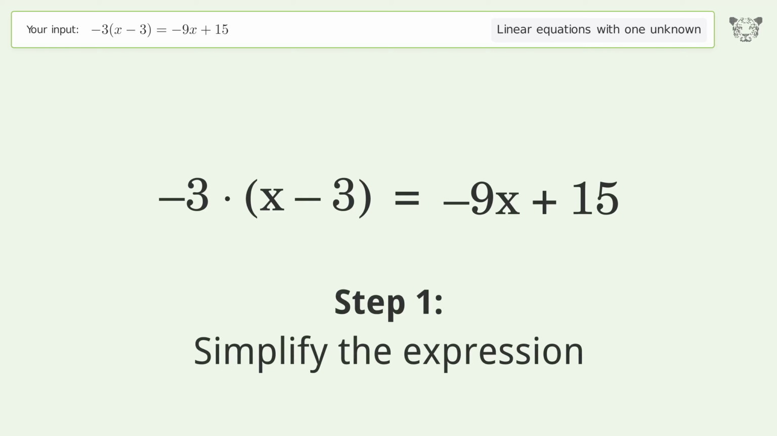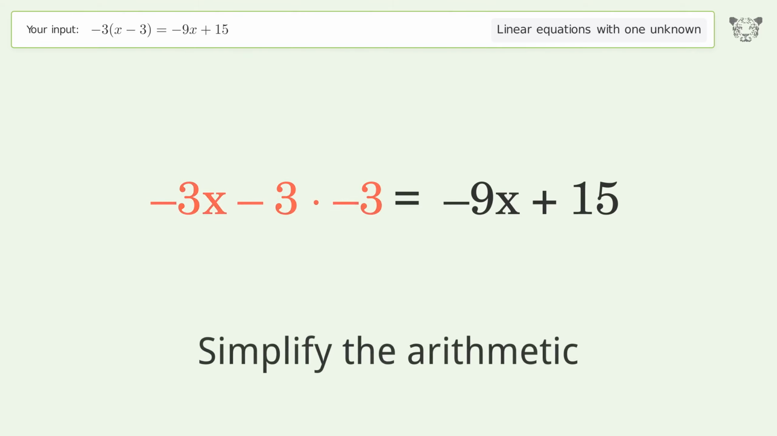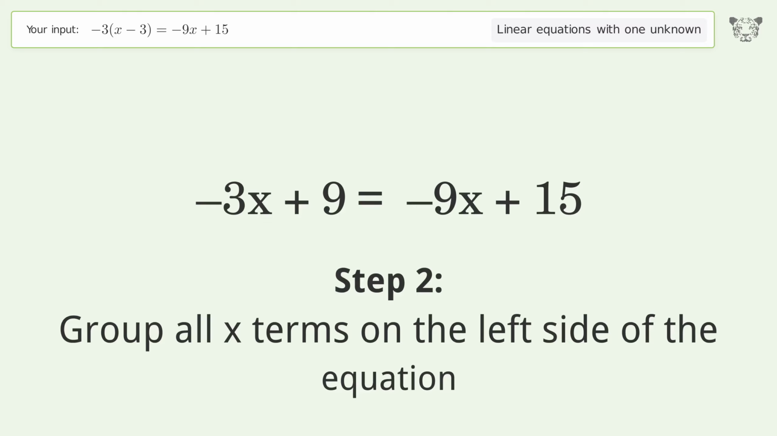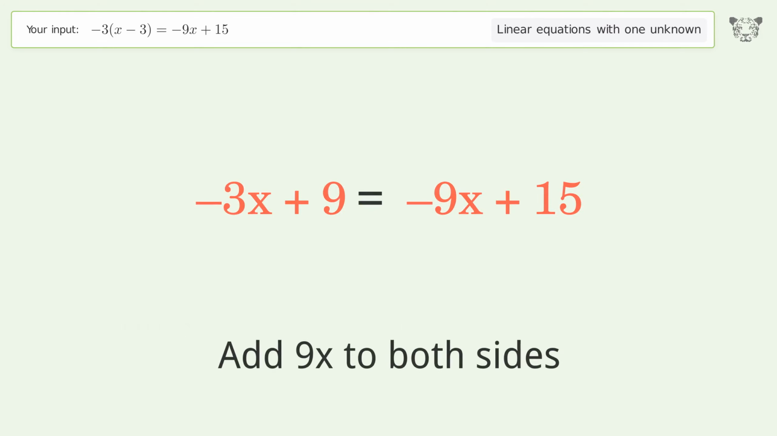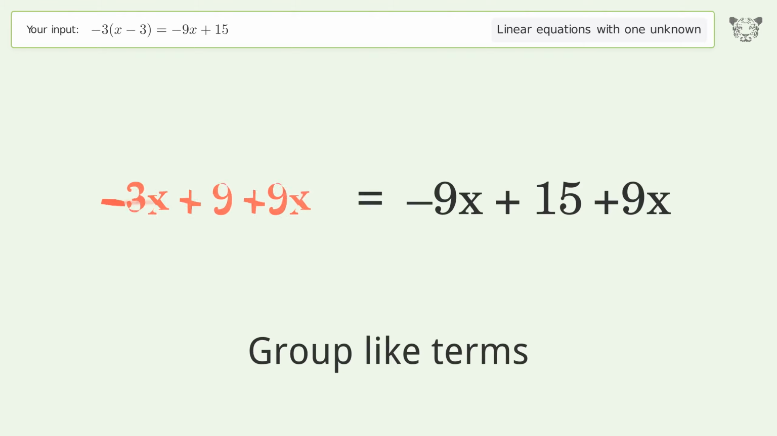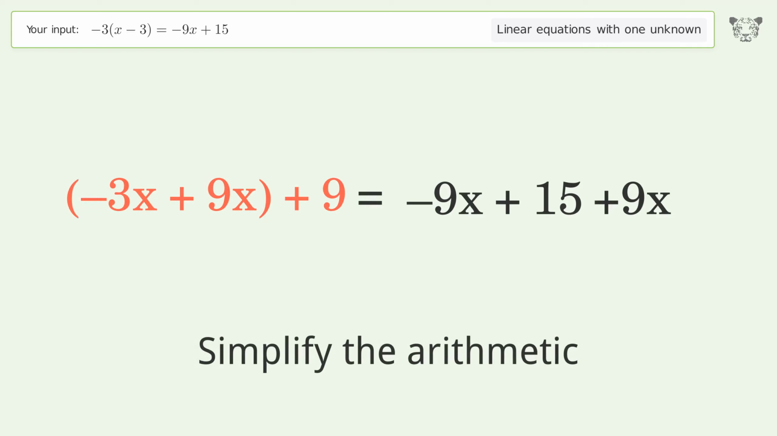Simplify the expression. Expand the parentheses. Simplify the arithmetic. Group all x terms on the left side of the equation. Add 9x to both sides. Group like terms. Simplify the arithmetic.